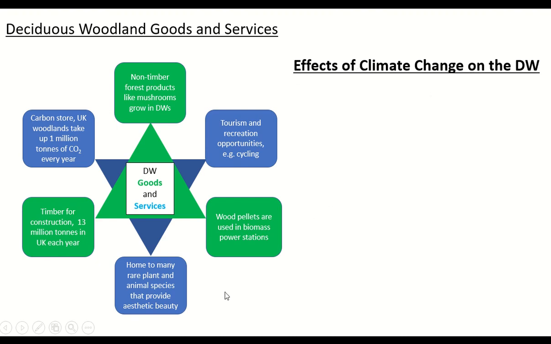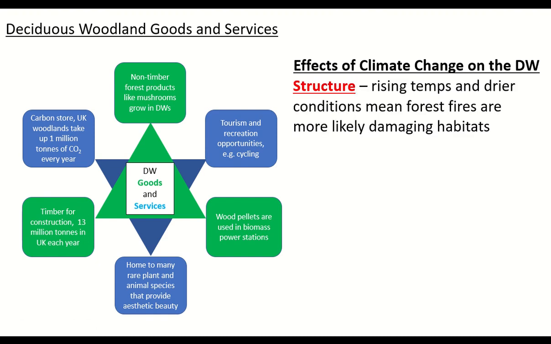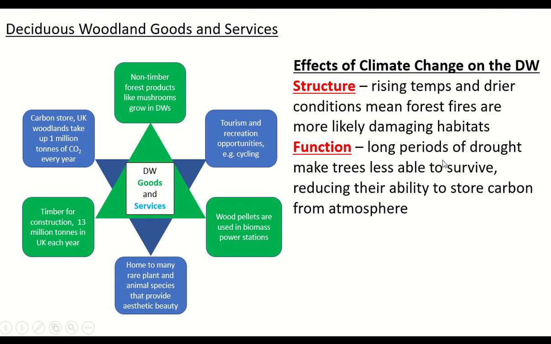So, climate change and how climate change is affecting the deciduous woodlands. Similar to the rainforest, it's going to get drier, it's going to get hotter. So, in terms of the increasing temperatures and the dry conditions, it means that we're more likely to get things like forest fires. And forest fires don't tend to happen in this country, but if they did, it could cause all sorts of problems.